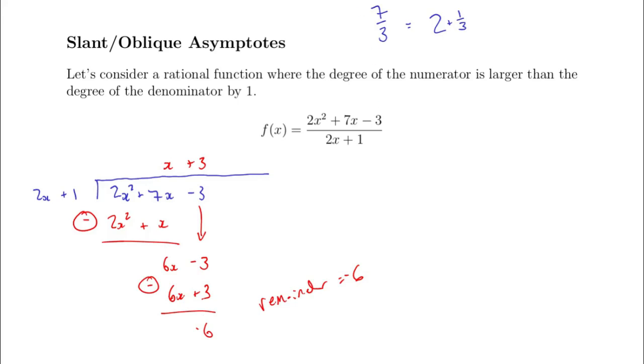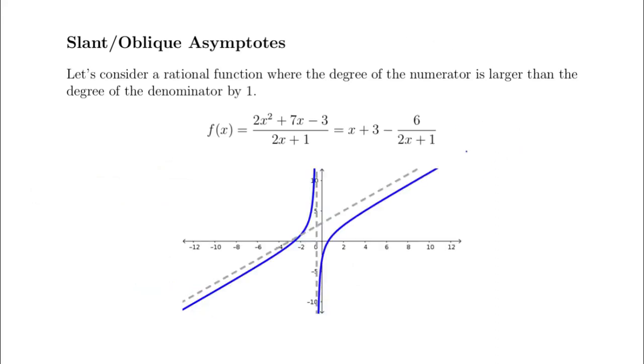That's our remainder. What that means is that we can write this in the same way that we wrote this mixed number. We have x plus 3, the thing that we got when we did the division. And then here we said plus 1/3. That's because we were adding our remainder divided by this denominator. So we'll do the same thing. This is minus 6 over 2x plus 1. Here's what this looks like. This is x plus 3 minus 6 over 2x plus 1.